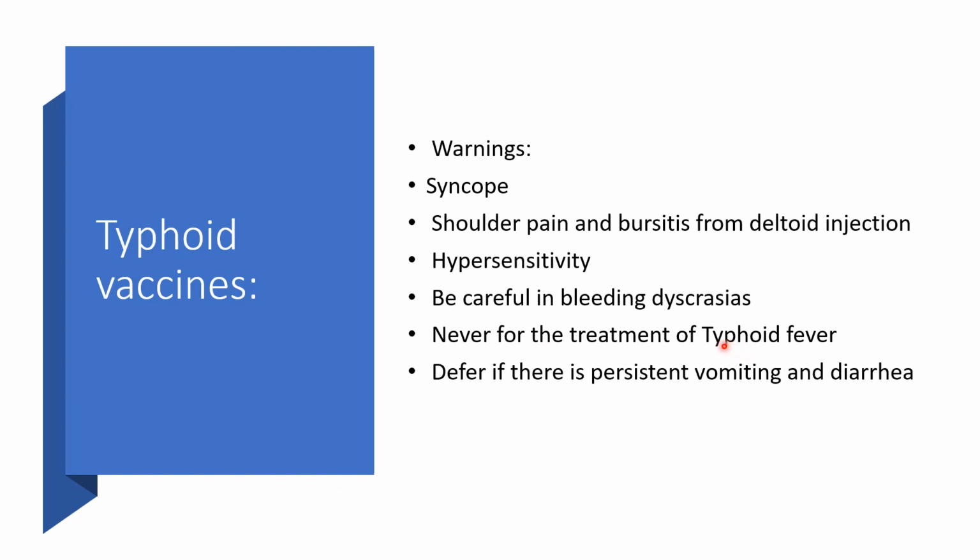Let me explain. Okay, this patient had already visited or lived in an endemic zone and already ingested or acquired the causative agent, Salmonella, and is now down with the infection, and then the next thing you look for is the typhoid vaccine. No. It's not for that. It's for prevention, not for the treatment. Defer if there's persistent vomiting and diarrhea and you want to give it per oral. No, not right now.